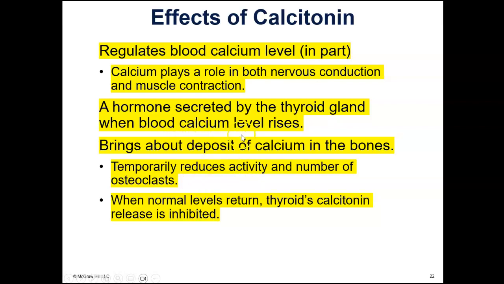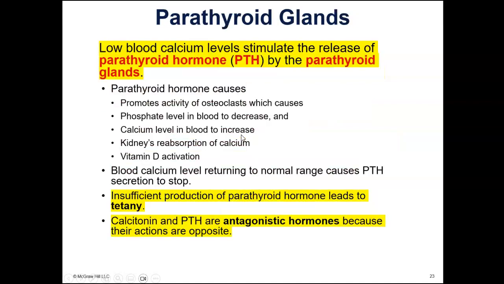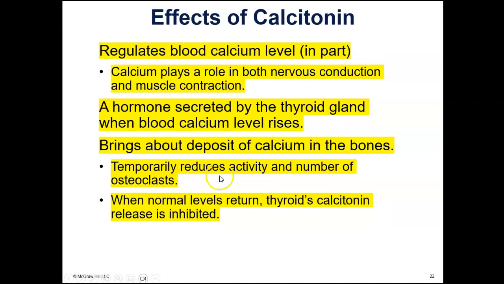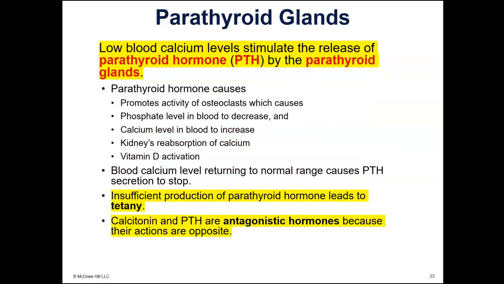Blood calcium levels are lowered by calcitonin. They do that by reducing the activity of osteoclasts, which break down bone tissue and release calcium into the blood. So reducing the activity of these osteoclasts is going to help to lower your blood calcium levels.